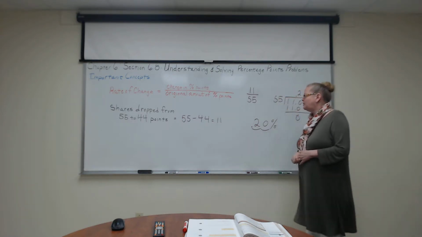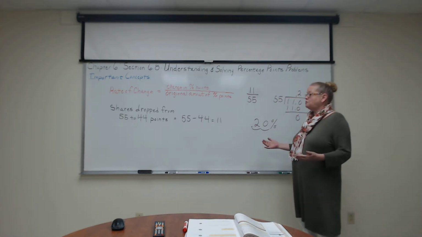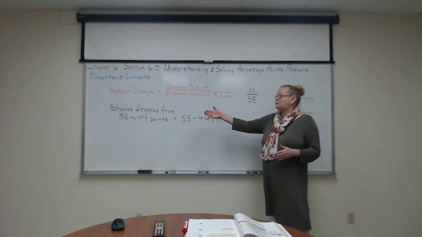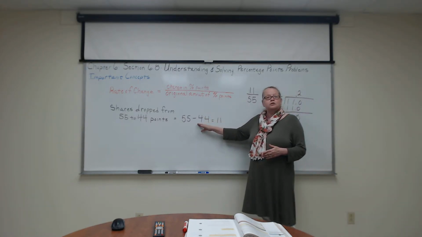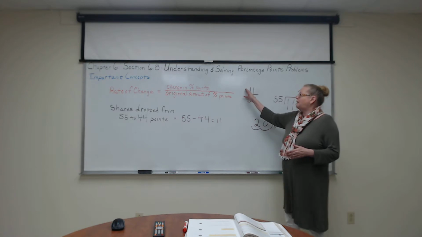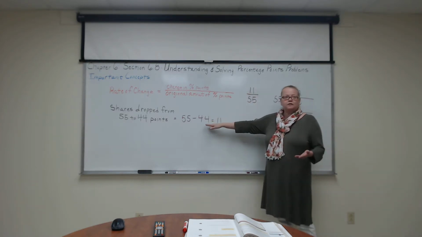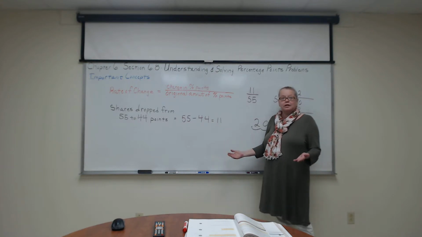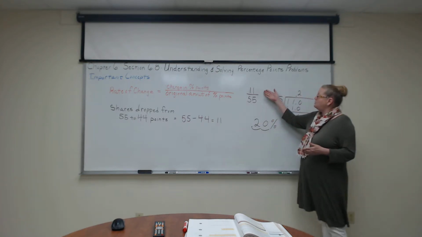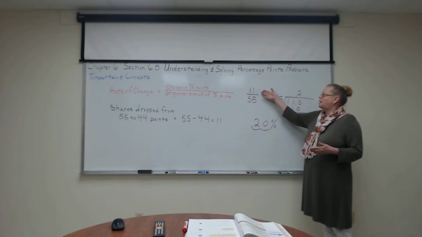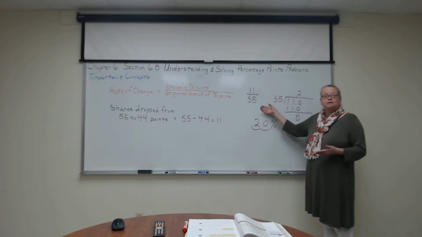So if we take a look at this, basically we're looking at something that went from 55 to 44. We subtract that and we end up with 11. What was our original percentage? It was 55 in this, so it's going to give it to you. So now we end up with our fraction, 11/55.